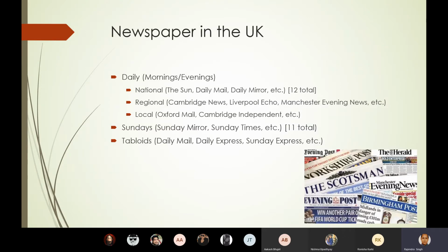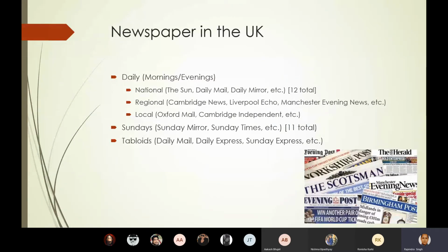For example, the Cambridge Independent. Maybe I have not read this newspaper, but I would assume it's published somewhere within the city of Cambridge, right? In terms of the readers, if you happen to be, let's say, in Oxford or in Manchester, you may not be able to find the local newspapers of, let's say, Cambridge or Liverpool, right? So it would be like that.